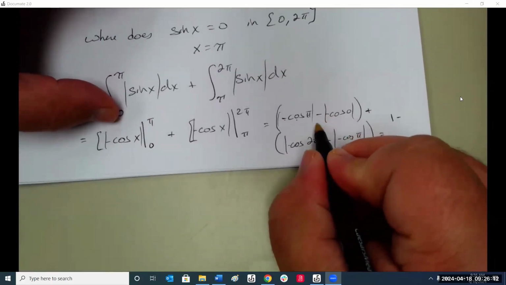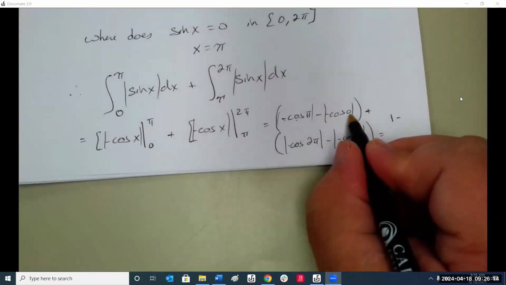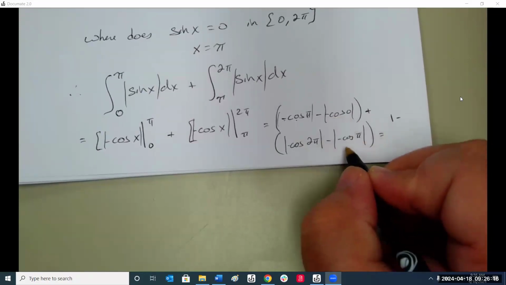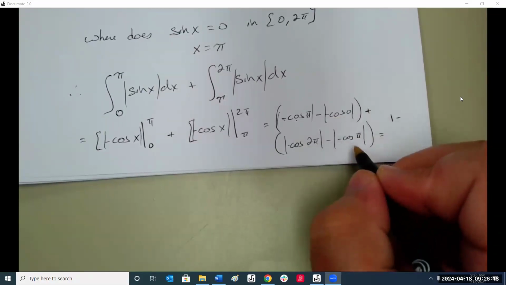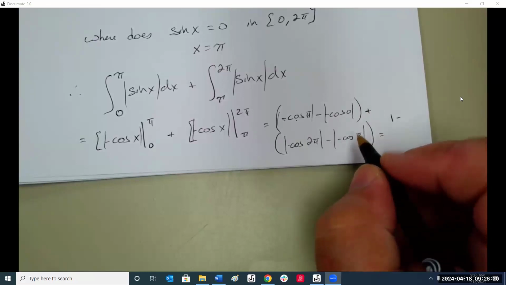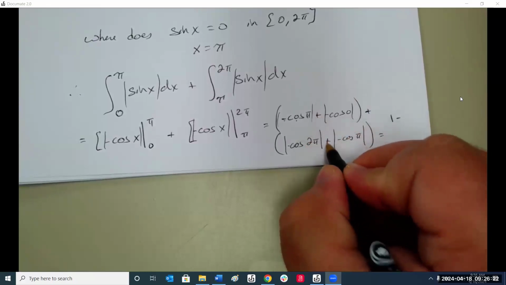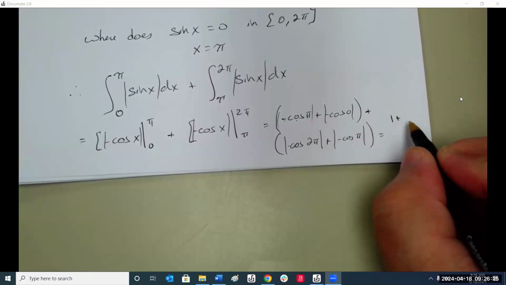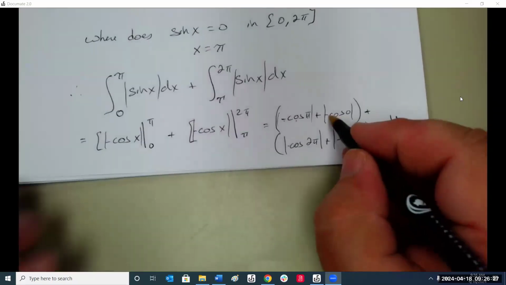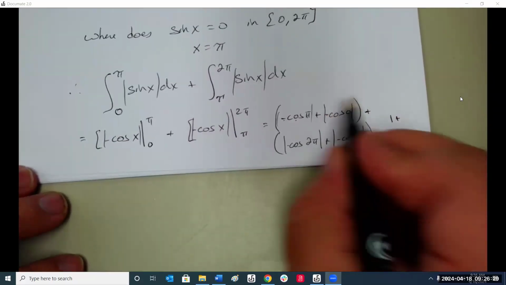I'm thinking absolute values. I'll still get 1 there. It's going to be 1, 1, give you 0, 0. So these, yeah, it's going to be positives. Yeah, so we take the positives of those.